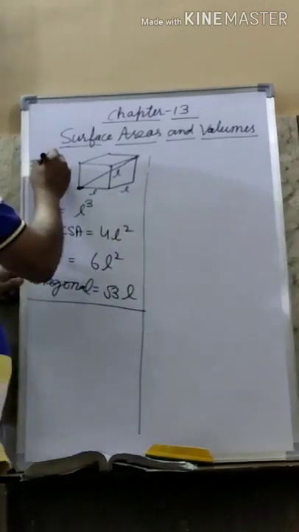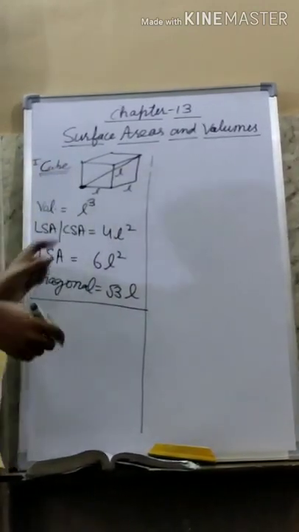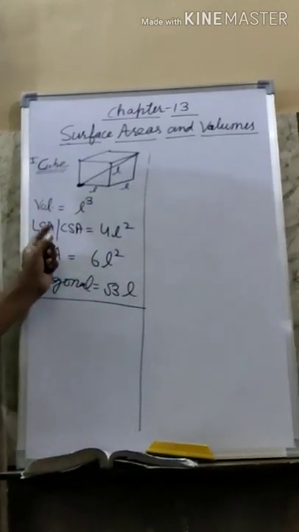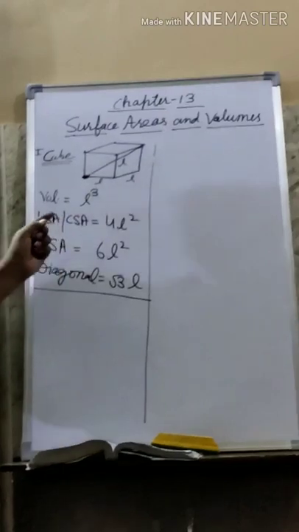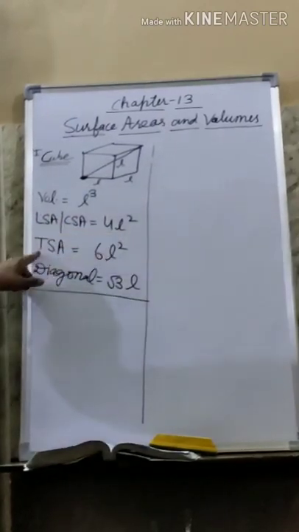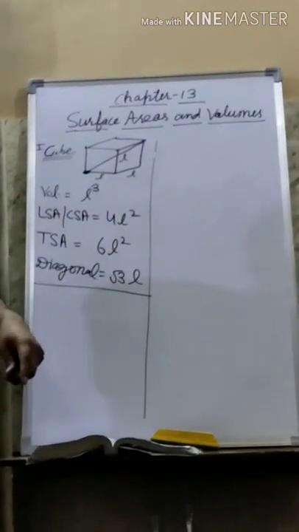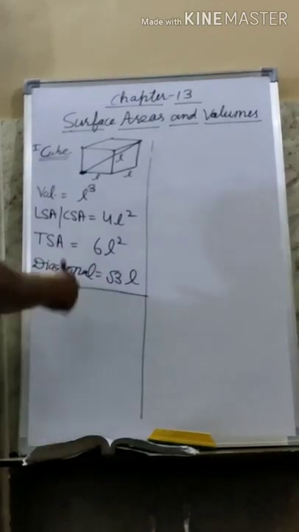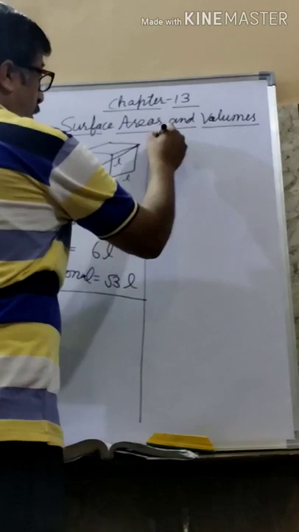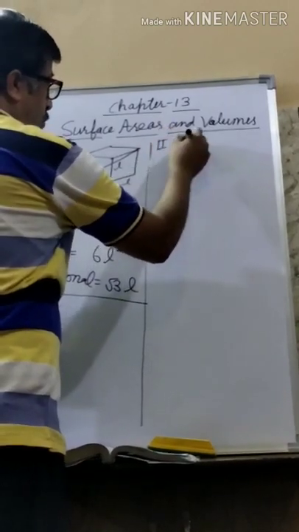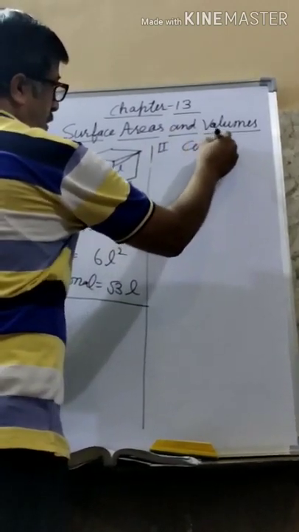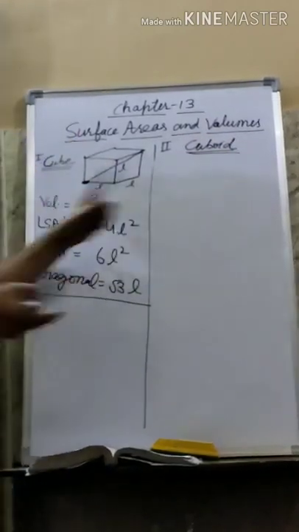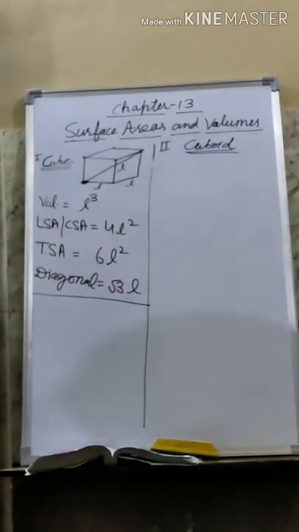So my dear students, you learn these formulas for the cube. Volume L cube, lateral surface area means area of 4 walls, 4L square, total surface area 6L square, diagonal root 3L. Now side by side you have to learn the second one, that is cuboid. When you revise both together and compare, that will be easy.